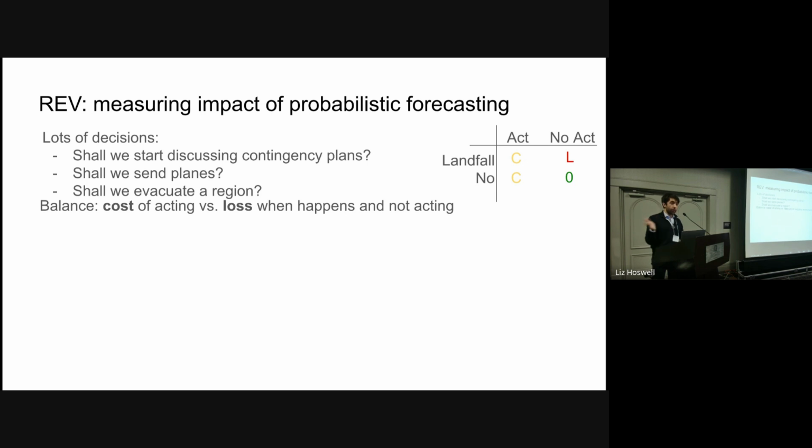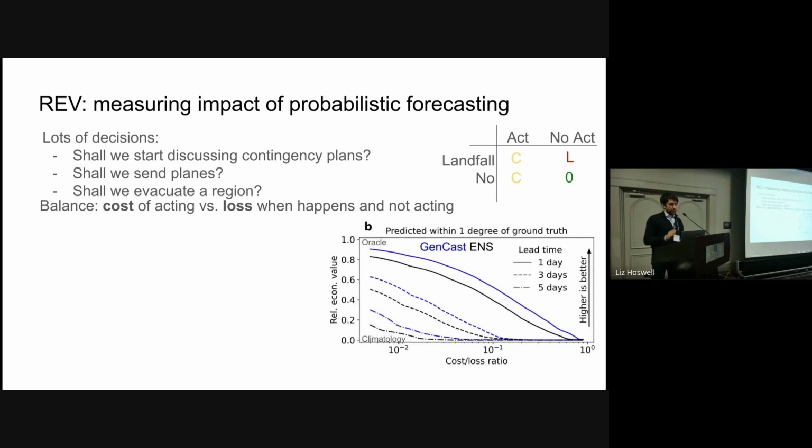And so whether you act or don't act is based on your expected probability of something happening. In particular, there are decisions that are very cheap, and decisions that are actually quite expensive. So there's this cost-loss ratio where different decisions are going to live in different places, right? So maybe evacuating a region lives on the very right, and starting a discussion is very cheap. It's on the very left.